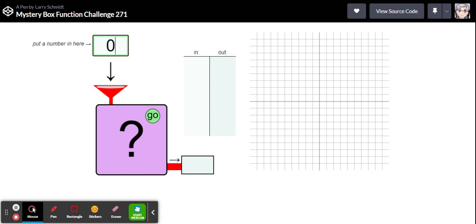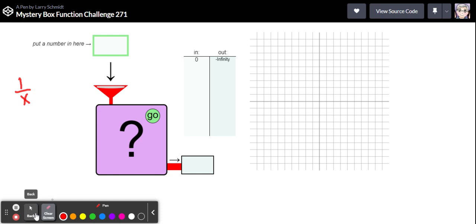Alright, I'm going to begin with a 0. So we're getting the negative infinity error right away. So I'm thinking maybe rational function, maybe it's a logarithmic, maybe it's something else, but with rational functions it's pretty common to get that kind of error. Let's get some more points on here.